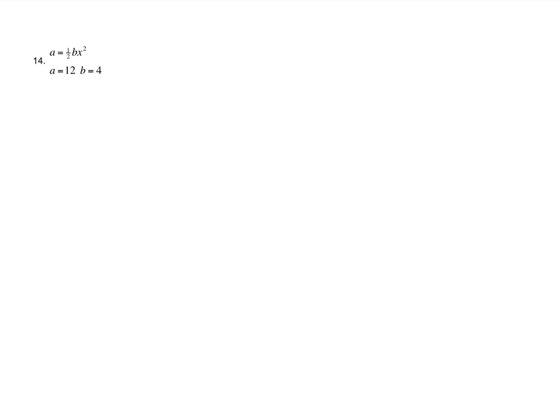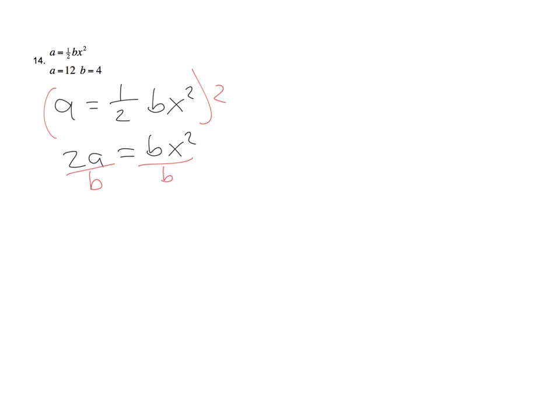Moving on to our last one here, A equals 1/2 bx squared. I'm going to start by multiplying both sides by 2 to get rid of that 1/2. So I get that 2a equals bx squared. My next step then is going to be to divide both sides by b to get rid of the b on this side, and so I find that x squared is going to be equal to 2a over b.